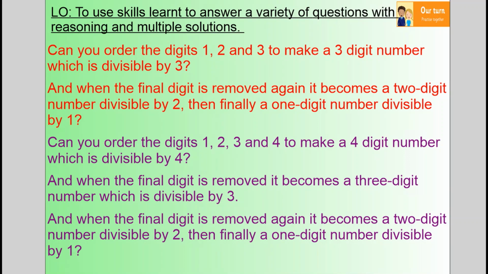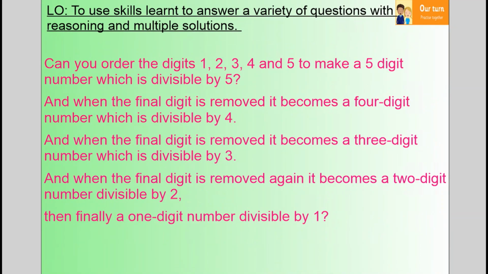And when the final digit is removed, again, it is a 2-digit number divisible by 2. And then when there's 1 digit left, it's divisible by 1. So this is the first 2 parts. The final part is this.